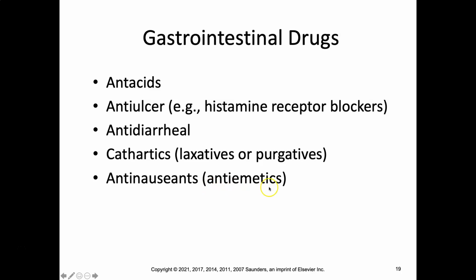So watch out for this. Antiemetic means it's against nausea, so it tries to prevent nausea and vomiting. Laxatives or purgatives, that's to evacuate the colon, shall we say. Antidiarrheal, that is to slow down the colon. And then you've got your anti-ulcer, which can also include stomach acid reduction and things like that with those antacids.